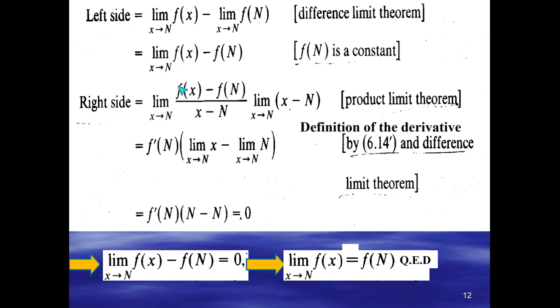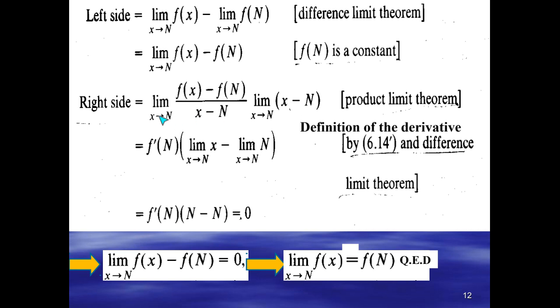The right hand side will be the limit when x goes to n of f of x minus f of n over x minus n, times the limit when x goes to n of x minus n, the product limit theorem. We should state the reasons, the theorems or rules, according to which we can distribute these limits over a product, sum or difference. So we should state under which rule we make this operation.